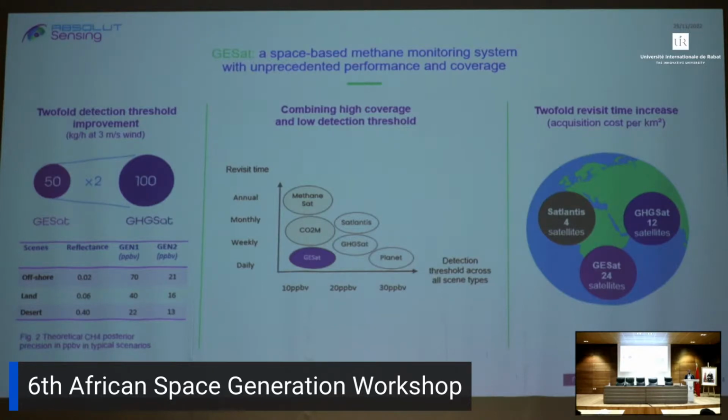And then on the right-hand side here, I'm referencing a couple of folks that are also trying to come up with satellite solutions for methane detection.